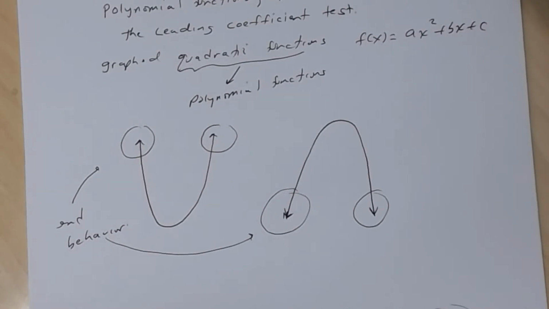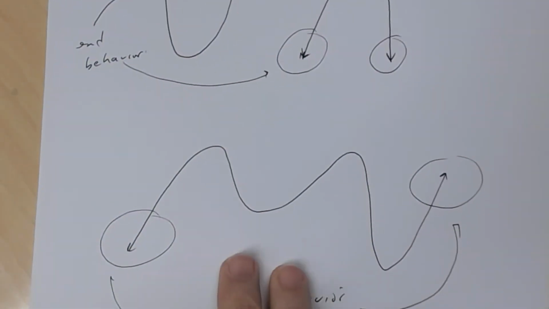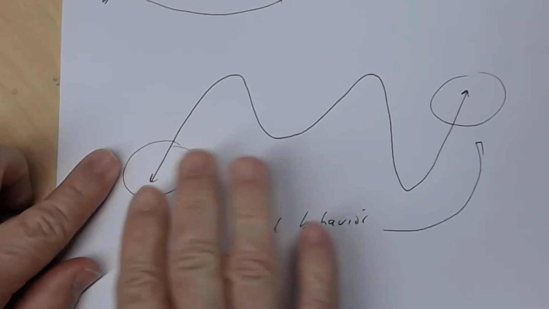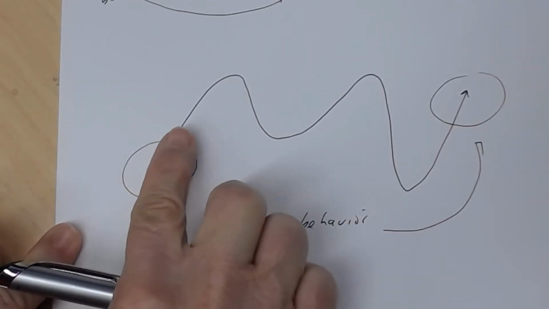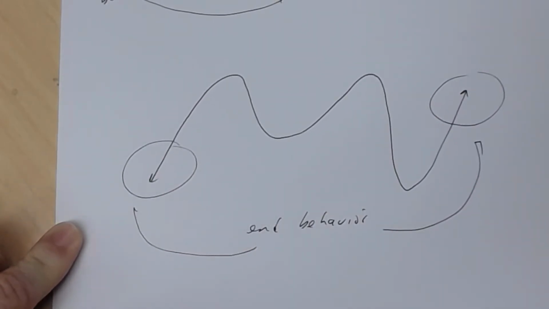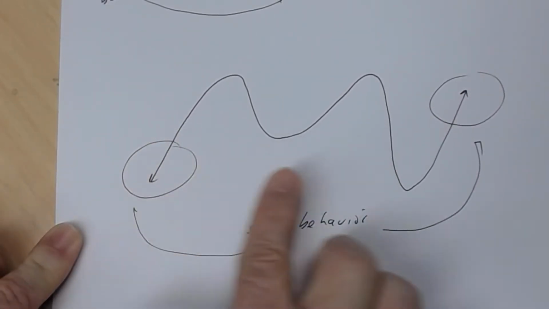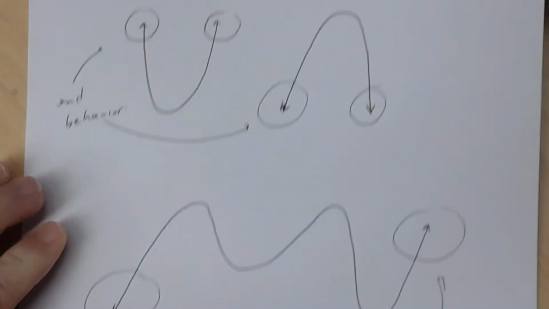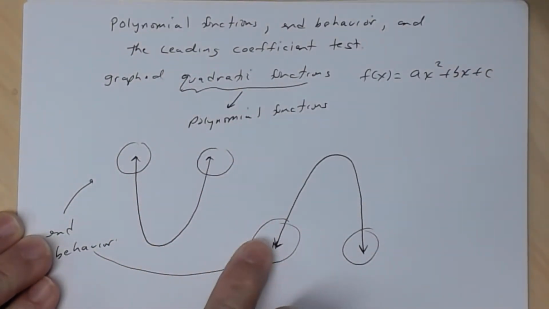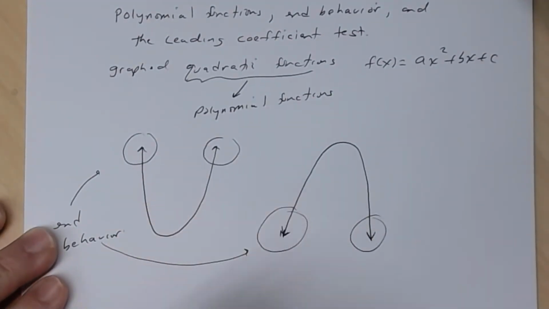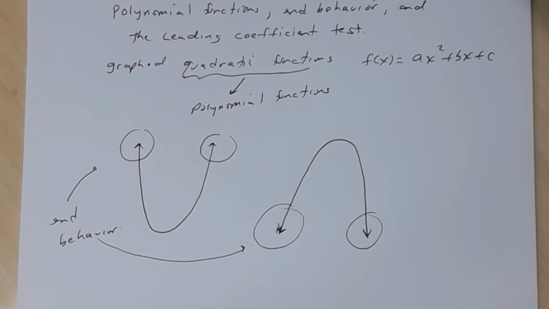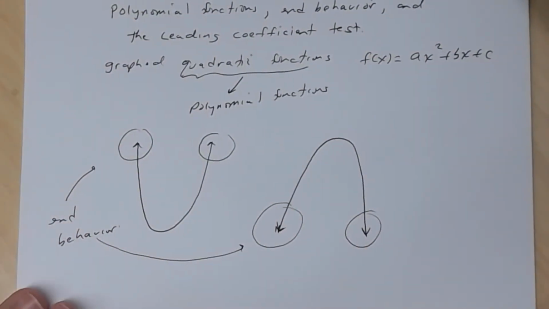If I look at the graph that we just did a while ago, this is the left side and this is the right side. On the left side, your graph is falling. On the right side, your graph is rising. Fall on the left, rise on the right. Rise on the left, rise on the right. Fall on the left, fall on the right. That terminology is going to be important. That's what we mean by end behavior: what's happening on the ends of the polynomial functions.